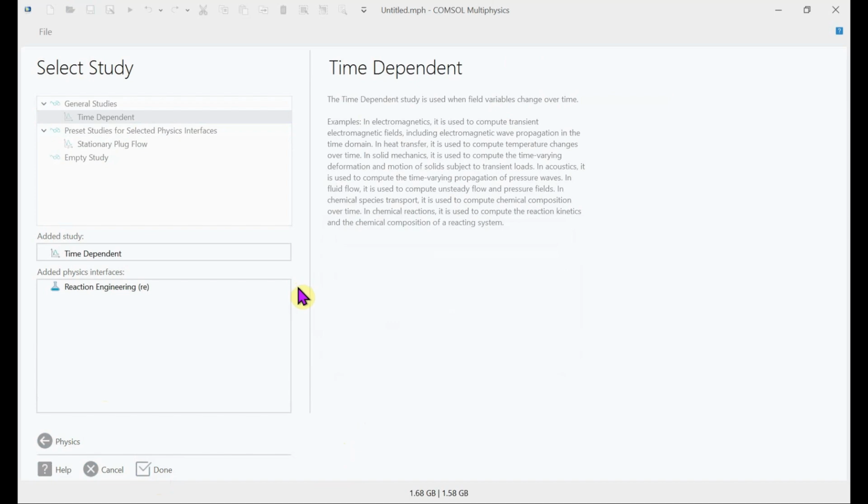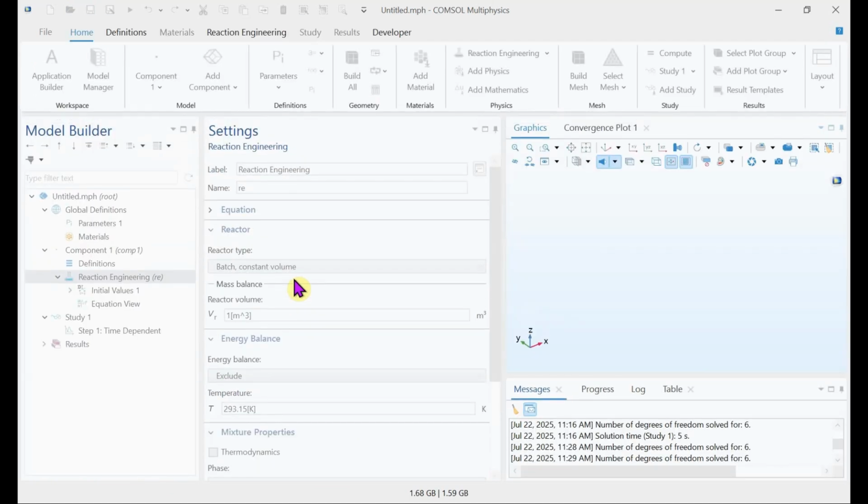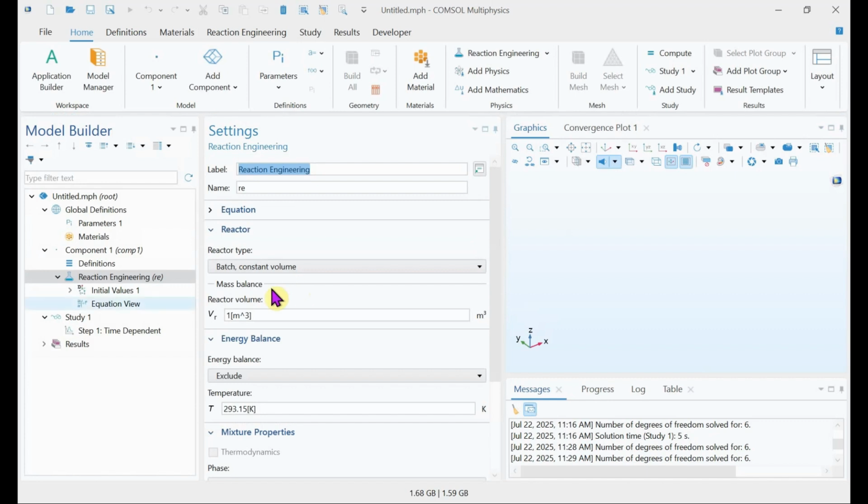It needs a little time to generate the design tree. Yes, here we can see that under component 1, this dot shows that component 1 is 0 dimension, and the only physics added here is the reaction engineering model. The short term for this physics is RE.